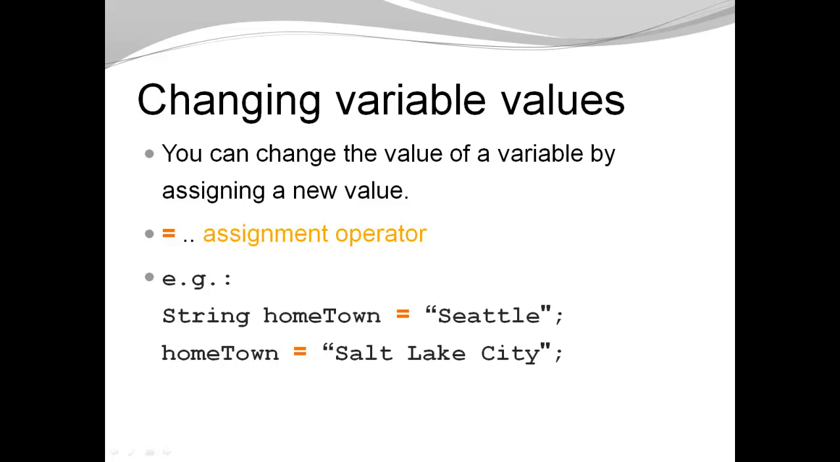At this first line, I declare a variable called hometown of type string, and I initialize it with the value Seattle. In the second line, I say hometown gets assigned Salt Lake City. So here I assign a new value to hometown. After executing the second line, hometown has no longer the value Seattle, it has the value Salt Lake City.